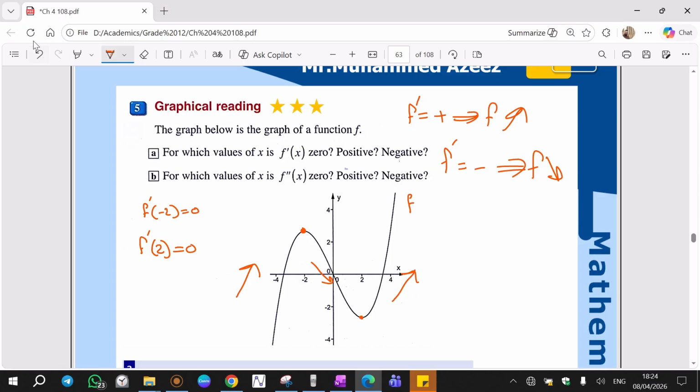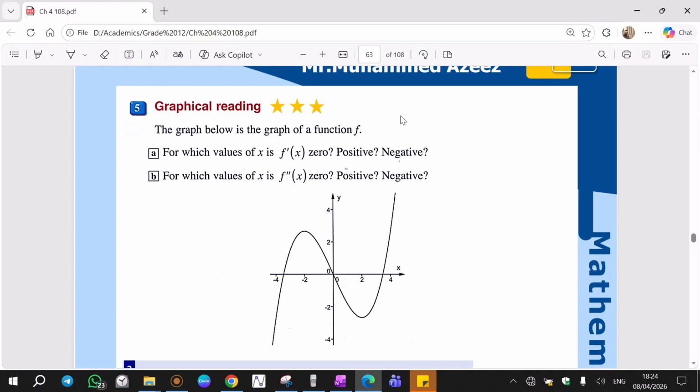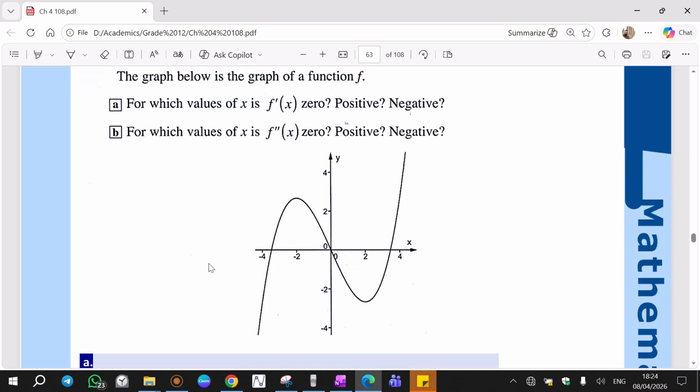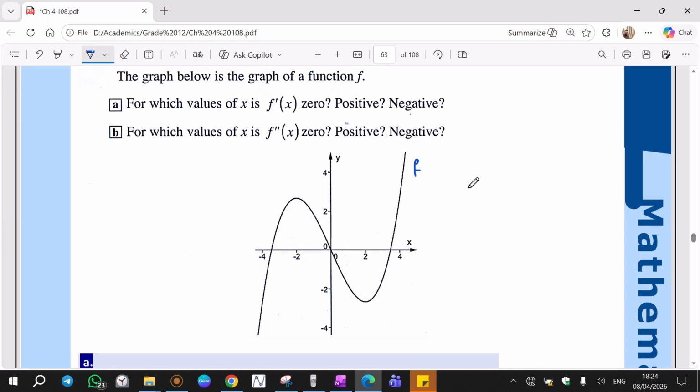Now, part A finished. Part B is asking a similar question, but it is about concave, convex, and inflection. So this time it is about f double prime. F double prime is related to concave, convex, and inflection. For which value f double prime is 0? F double prime is equal to 0 if f has inflection. 0, 0 is point of inflection for this graph because it's located right between convex and concave.